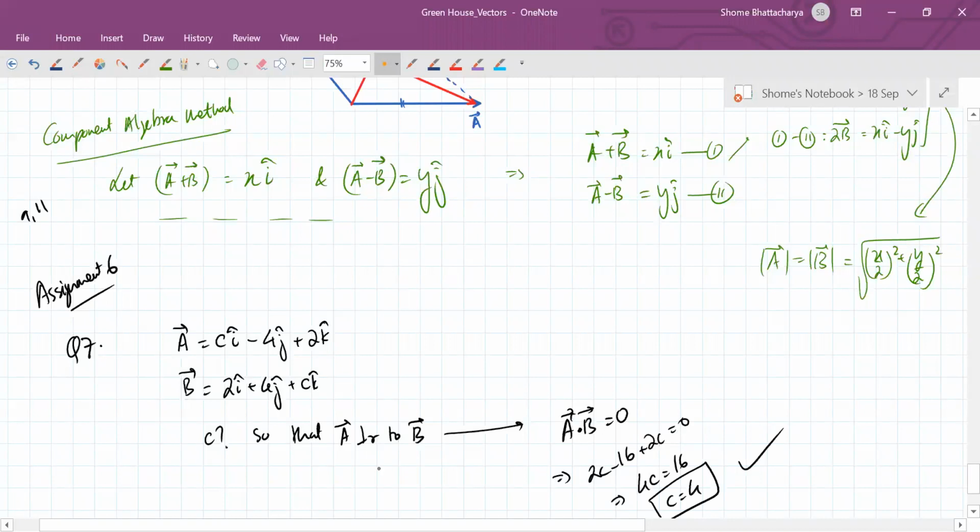Okay. But just where A is written, there's an extra plus sign in between. So just cancel out that plus sign. A should be very simply just C i cap minus 4j cap. It's written plus minus 4j cap. So just cancel out that plus sign. Okay, so that's the 7th question. Now let's come to 9th and 11th.